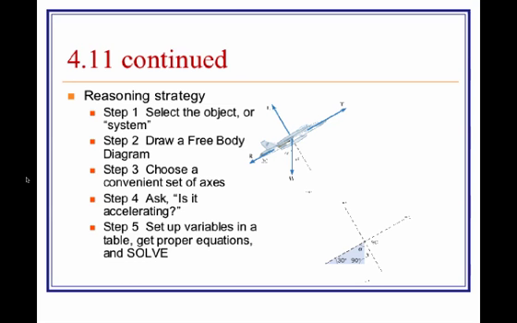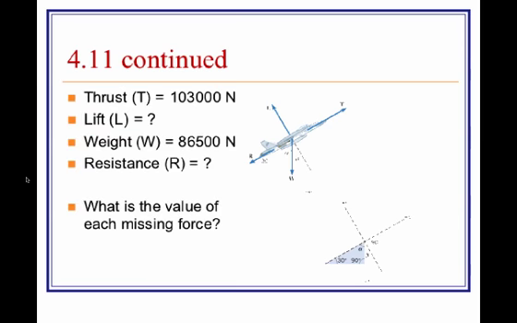So now you need to go through and first set up and draw a free body diagram. Part of it's already done for you here. And then you have to solve out the equations, solving for both the lift and the resistance forces. Here are the values for both the thrust and the weight that you will need to solve for the missing forces. The thrust, T, is 103,000 newtons. The weight, W, is 86,500 newtons.